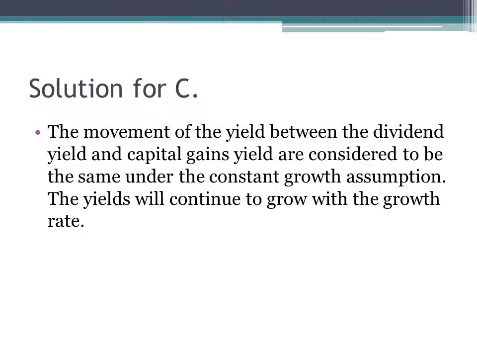Solution for 2C. The movement of the yields, the dividend yield and the capital gains yield, are considered to be the same under the constant growth assumption. The yields will continue to grow with the growth rate.